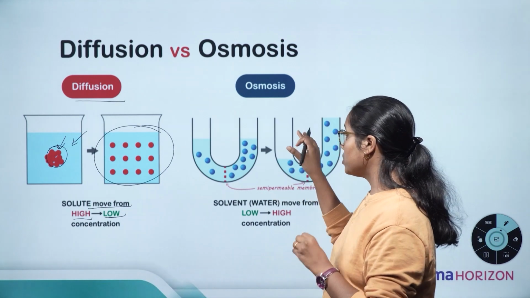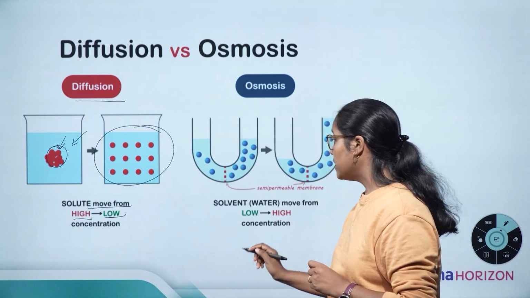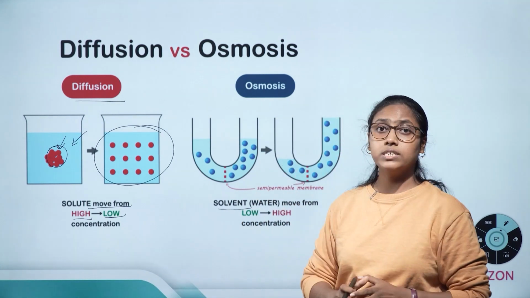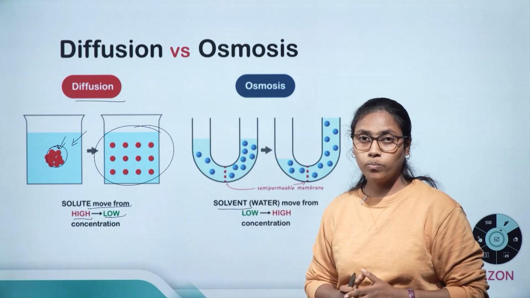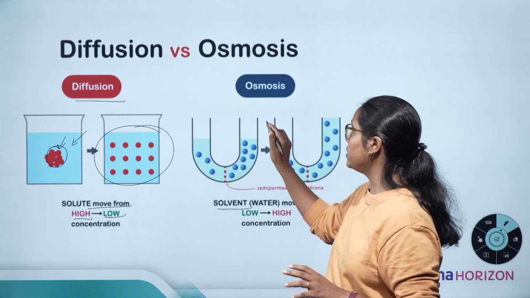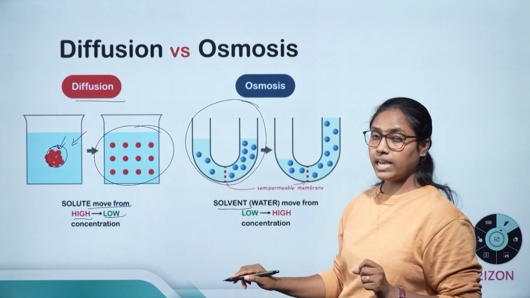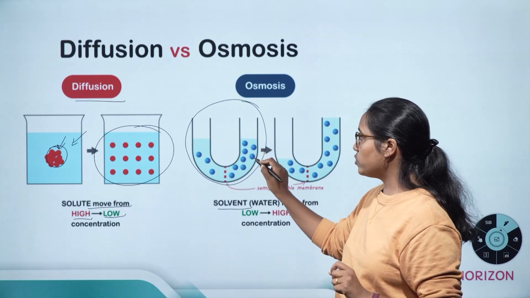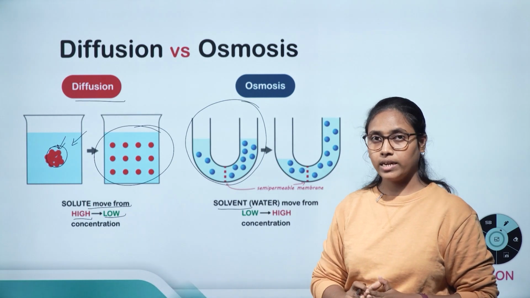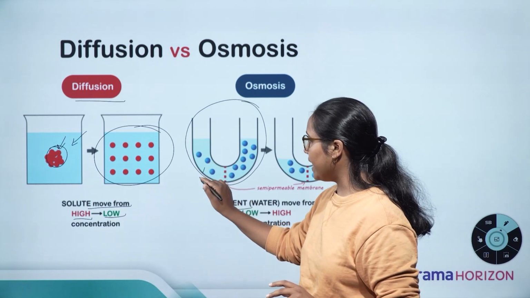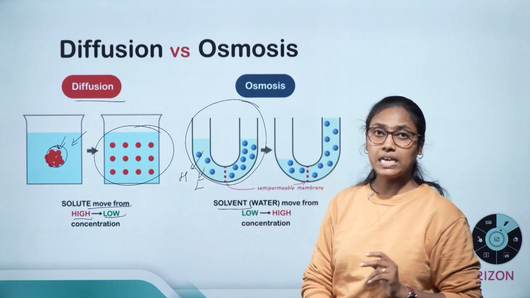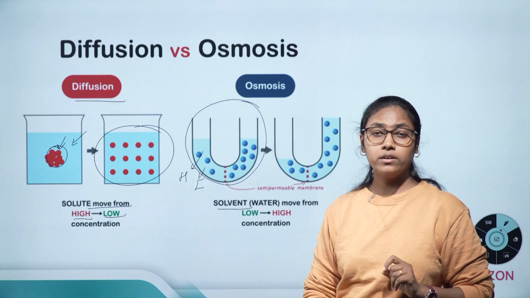Now coming to osmosis, here what happens is, the solute molecule moves. Okay, sorry. In osmosis, the solvent molecule moves. Not the solute molecule, the solvent molecule moves. Now here you can see in the first image that there is a concentration of solute on one side and a smaller number of solute on the other side. When the solute is less, the solvent is more. So what will happen here?